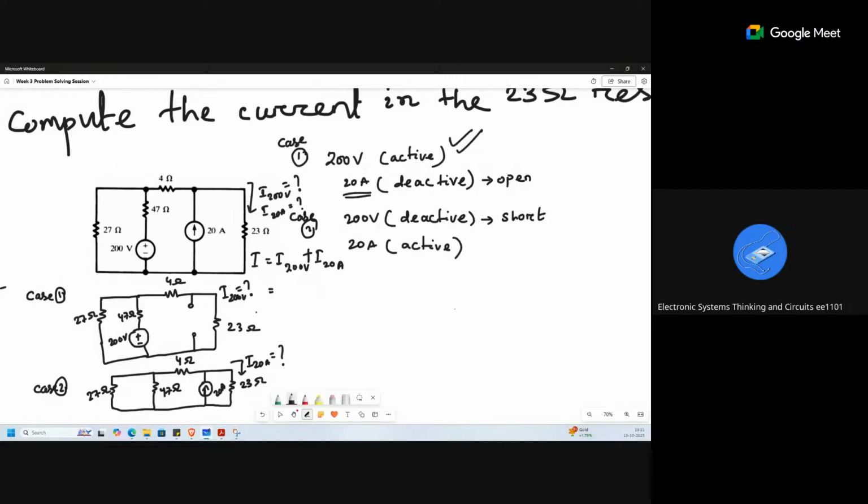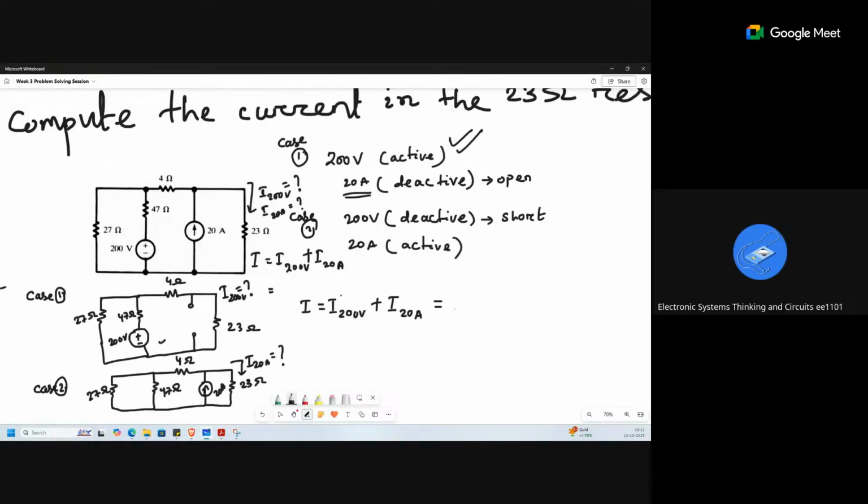Is it clear what is meant by superposition? Right now you can say that the effect of 200 volt, whatever current it has given for the 23 ohm, plus the current flowing through the 23 ohm because of the effect of 20 ampere, will be taken as the total current flowing. That is superposition.